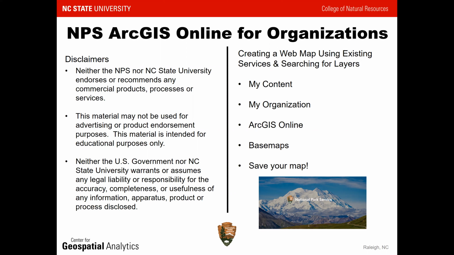Okay, let's get to the fun stuff. Creating a web map in ArcGIS Online using existing web services and searching for layers to add as well. There are a lot of different locations where you can search for data. You can search in your content or within the organization, the Park Service's organizational account. There are services available through ArcGIS Online, and you can also choose different base maps.